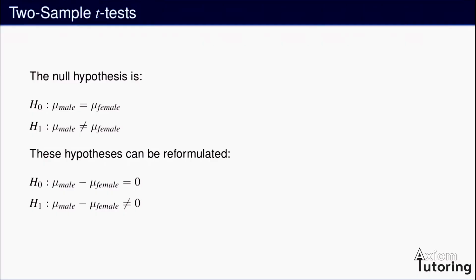So the null hypothesis that we would set, H naught, is that the mean for males is equal to the mean for females. And the alternative hypothesis is just the opposite of my null hypothesis. In other words, that mu male is different from mu female. Another way in which we can reformulate these hypotheses is as follows. I just put the mu female on the other side, and so I get mu male minus mu female is equal to 0. And the alternative hypothesis is that mu male minus mu female is different from 0.